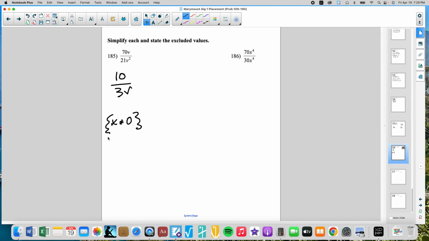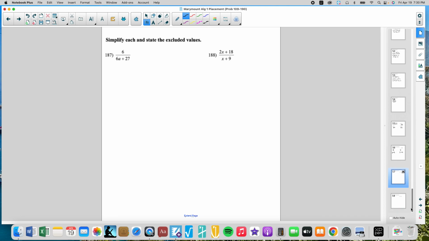Let's look at 85. 10 over 3v, and, oh, okay, it's not x, it's v. Technically, that's not a bad thing to say, v cannot equal 0. Let's simplify this. What goes into 70 and 30 is 10. 10 goes into 70 7 times. 10 goes into 30 3 times. So you have x to the fourth over x to the fourth. That's going to cancel. And excluded value, x cannot equal 0. Okay, that's kind of new for you.